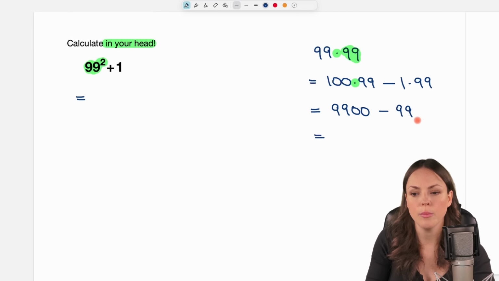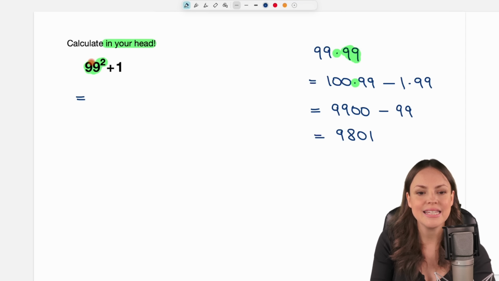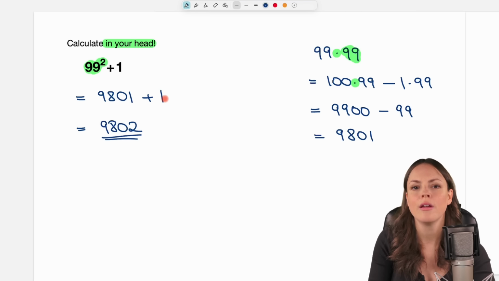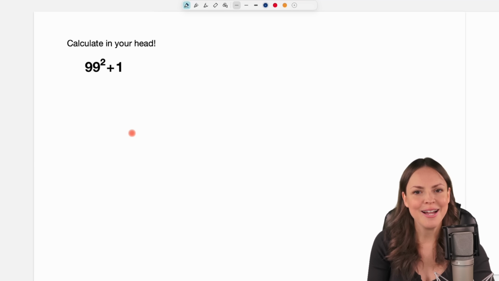And I can do this in my head and get a result of 9,801. This is this green result here, and then don't forget to add the other one here so that in total we get a result of 9,802. This was the first way, but I want to show you a second way. I'm curious which way you picked, so please let me know in the comments. There are probably more ways than just these two.